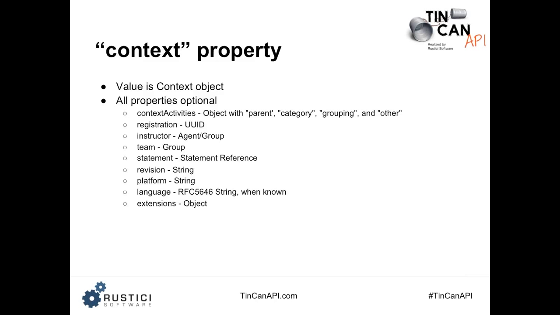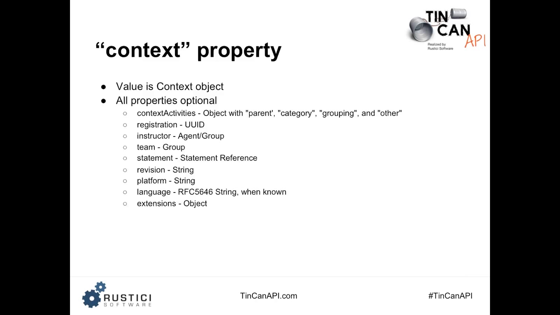It is an object itself, so we're seeing that arbitrarily nesting again. Within that object, we have 4 properties: parent, category, grouping, and other. These can take either an activity as a value or an array of activities as a value. The parent, for instance, is used to say that one activity is a child of another. So in one specific activity, we would include the parent activity's ID to create a nested or hierarchy structure.